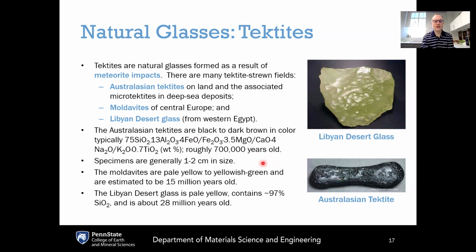Other types of tektites include the moldavites, which are pale yellow in color or yellowish green. These are estimated to be about 15 million years old. And then this Libyan desert glass, which is pale yellow. And this is interesting because it contains about 97% silica and is about 28 million years old.